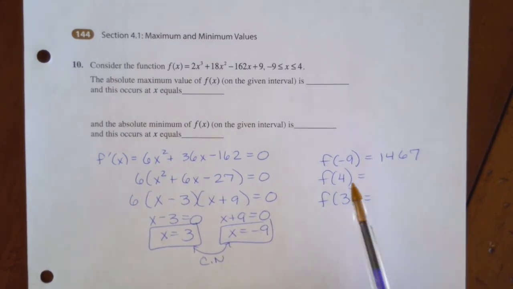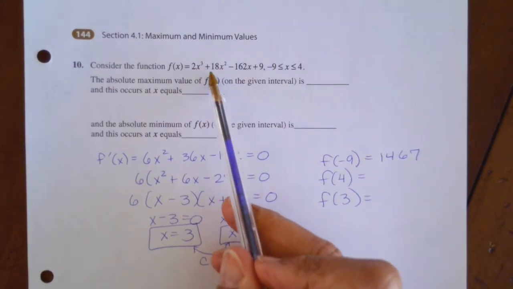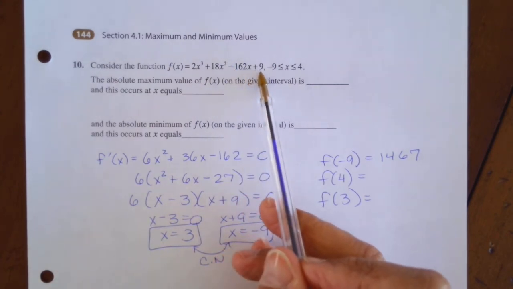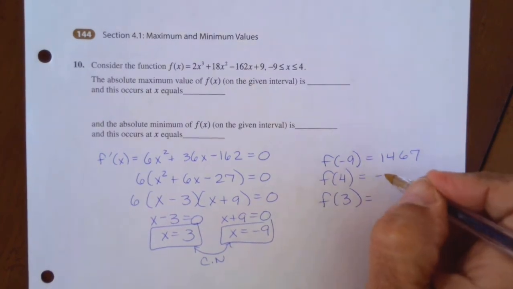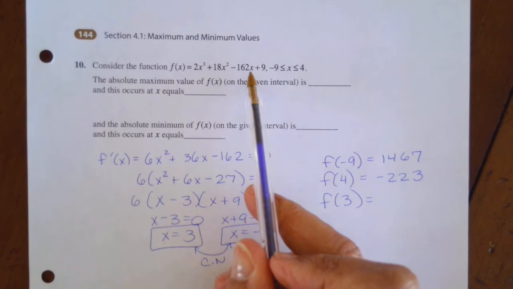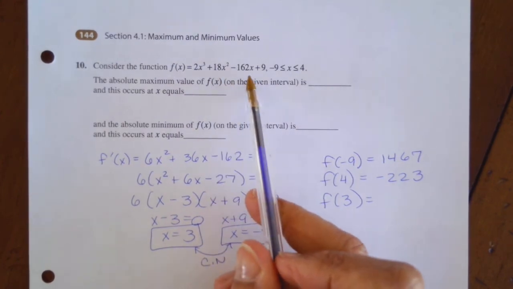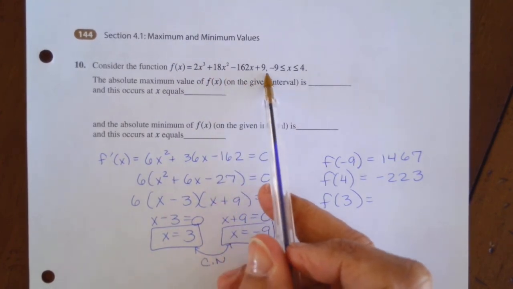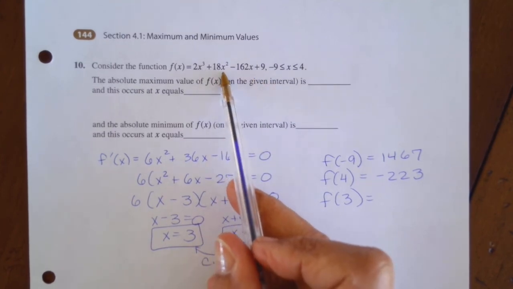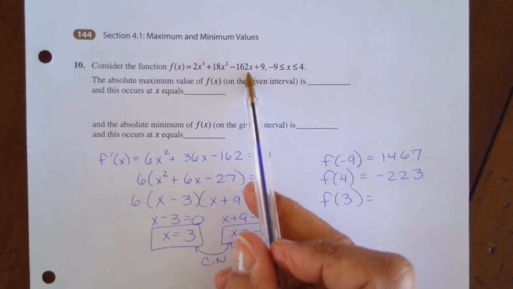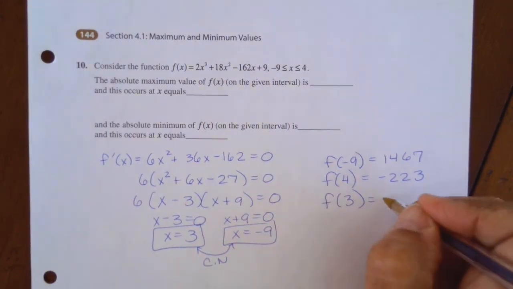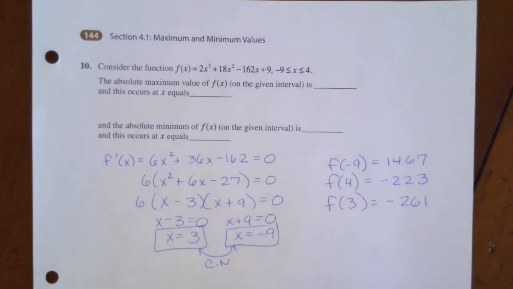All right, same thing for 4. 2 times 4 cubed plus 18 times 4 squared minus 162 times 4 plus 9. Put that in your calculator. That gives you negative 223. And then I'm going to do the same thing with 3. You could actually put this into y equals and then just go to your table and get these numbers. That might be quicker. So 2 times 3 cubed plus 18 times 3 squared minus 162 times 3 plus 9. Plug that into your calculator, and that gave me negative 261.